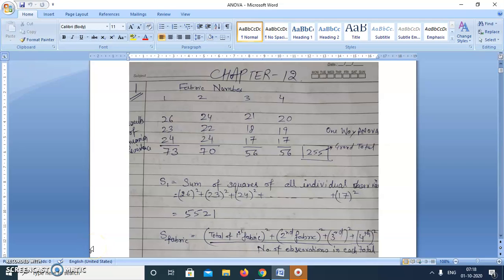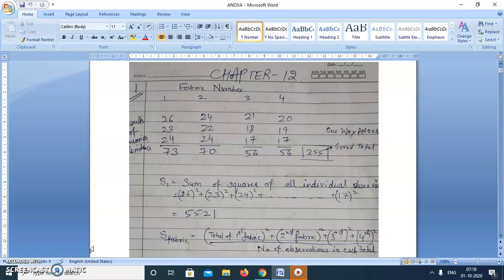Good morning to all. So today we'll continue chapter 12, that is ANOVA, analysis of variance. We have already studied that when we have to compare two means, then we go for t-test, and when we have to compare more than two means, then we use this ANOVA technique. In the last class, we have discussed one-way ANOVA technique.